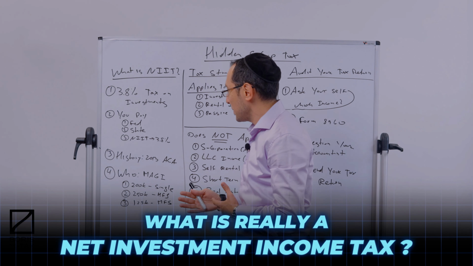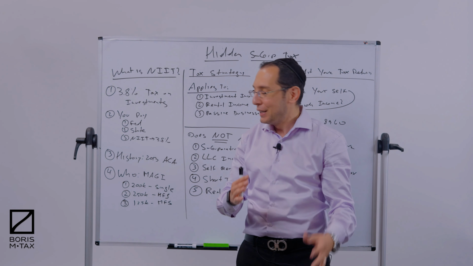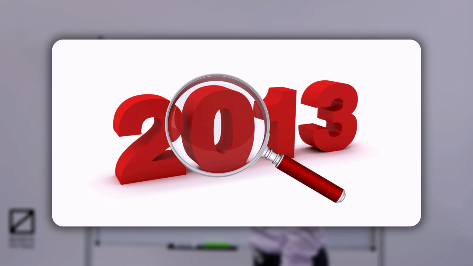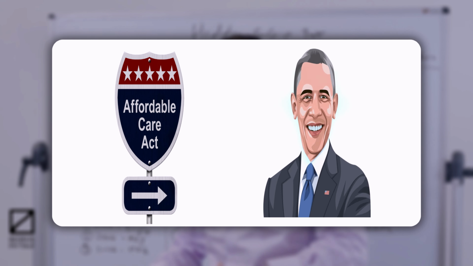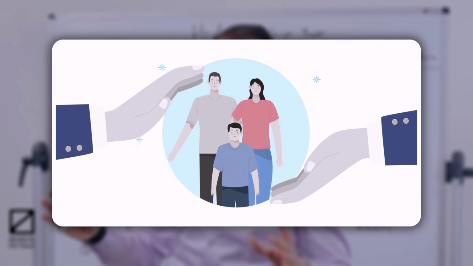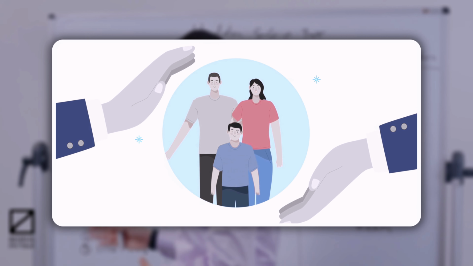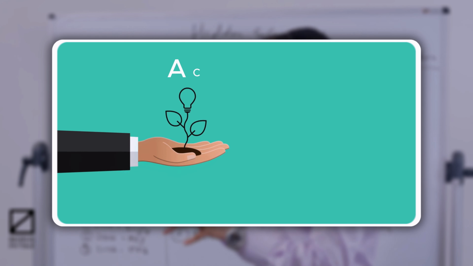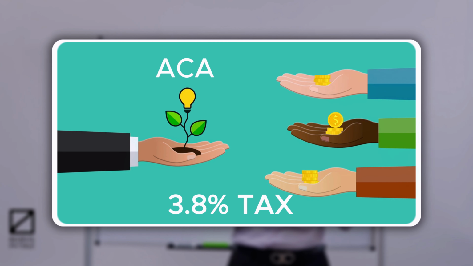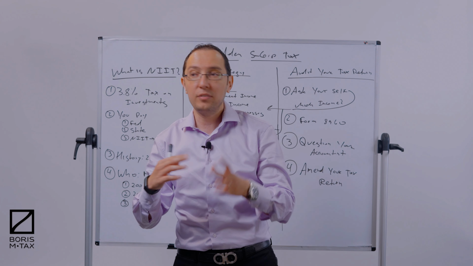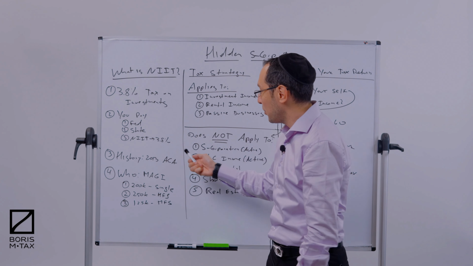Now, what is really a net investment income tax and how did it creep onto your tax return? Let me tell you a little bit of history. We'll take a minute for this history lesson, so to speak. In 2013, President Obama enacted the Affordable Care Act, also known as Obamacare, which is basically providing health insurance to everybody who needs it. They can apply for it. This was back in 2013. Now, to fund this program, the ACA, they enacted an extra 3.8% tax on individuals that have net investment income. After they did their calculations, they were asking where they were going to get some of the money to fund this. So they came up with this 3.8% tax.